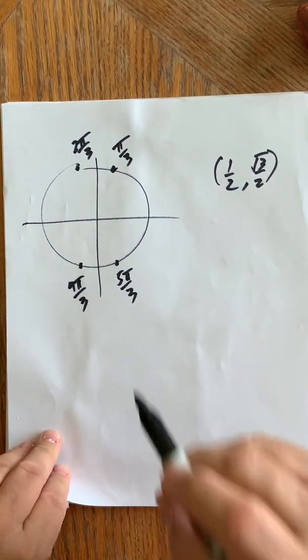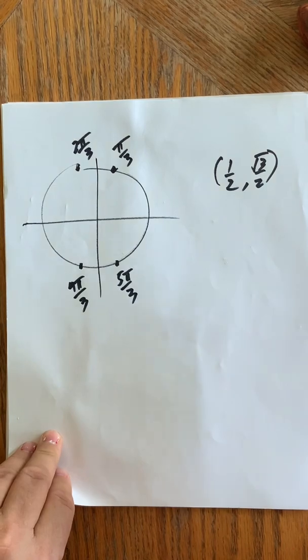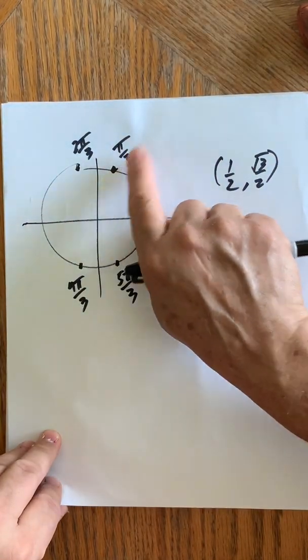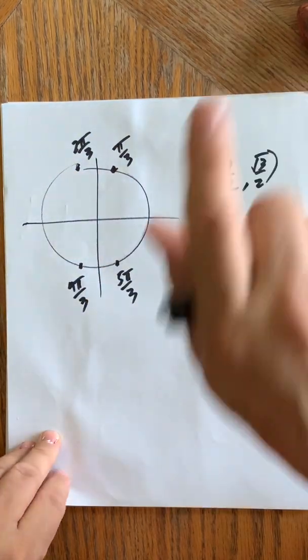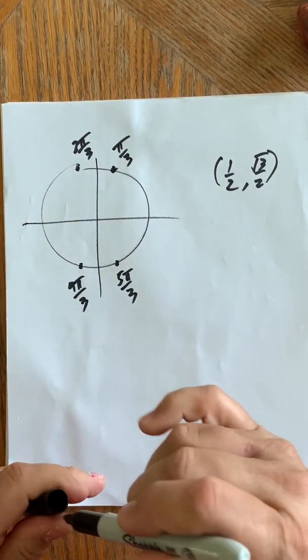If there were an interval, like say 0 to 2 pi, you would just list these 4. But if it's infinite, then you've got to list all of them. Now some students will do pi over 3 plus 2 pi, 2 pi over 3 plus 2 pi, 4 pi over 3 plus 2 pi, 5 pi over 3 plus 2 pi. Well, you can do that.